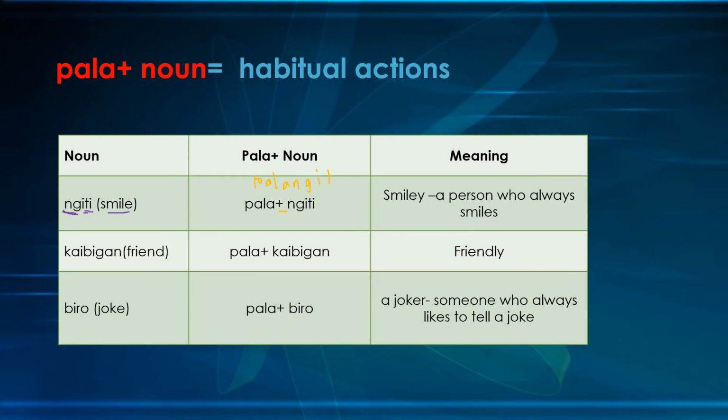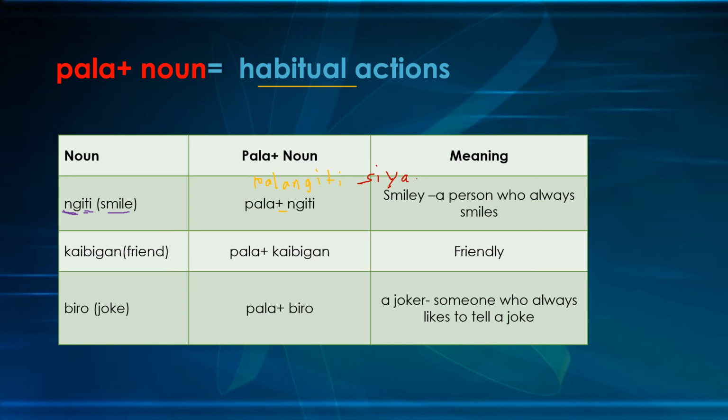It's like a person who always likes to smile. We describe that person as palangiti. It's an habitual act of that person to always wear a smile. So if we add siya, it's now a sentence. Palangiti siya. And it means she is a smiley person.